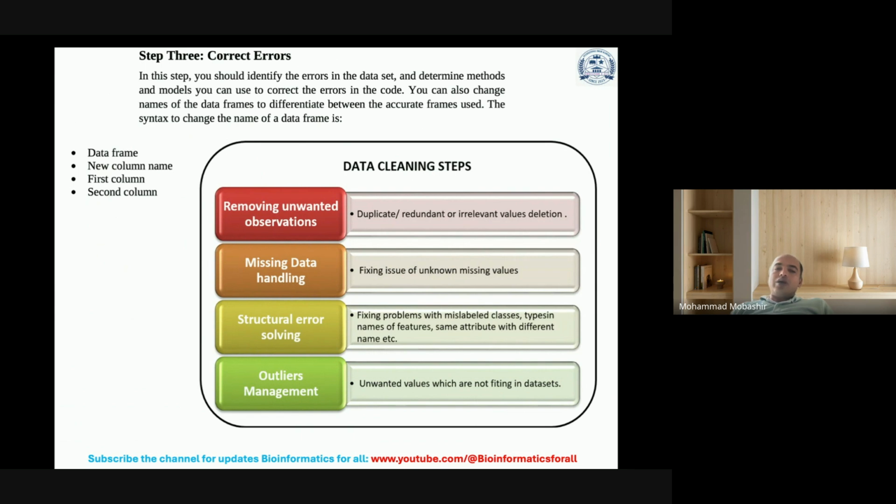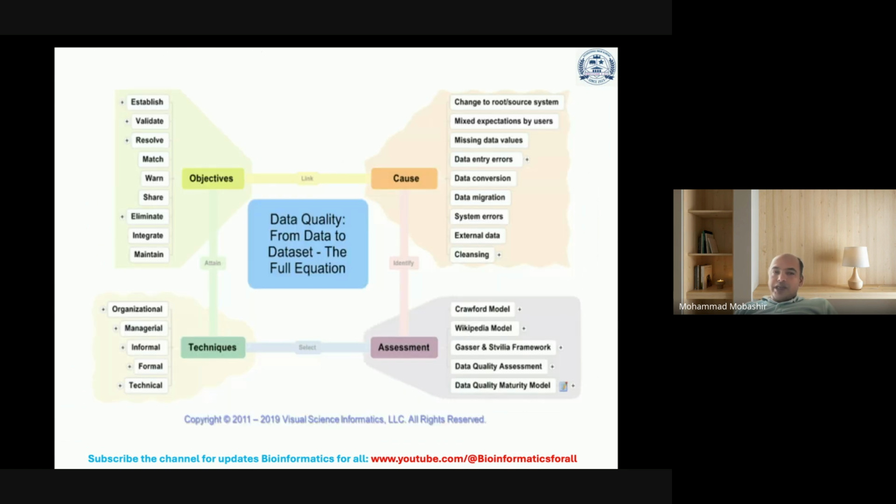Removing unwanted observations means deleting duplicate, redundant, or irrelevant values. Then missing data handling, fixing the issues of unknown missing values. Then structural error solving, fixing the problems with mislabeled classes and the names of features, the same attributes with different names, etc. Then unwanted values which are not fitting in the data sets, that is called outliers management.